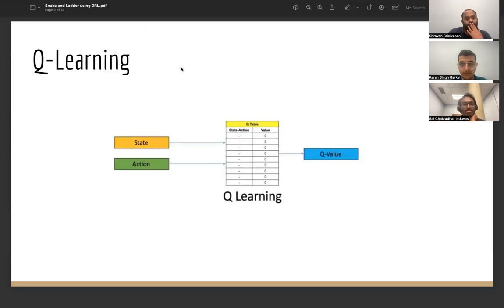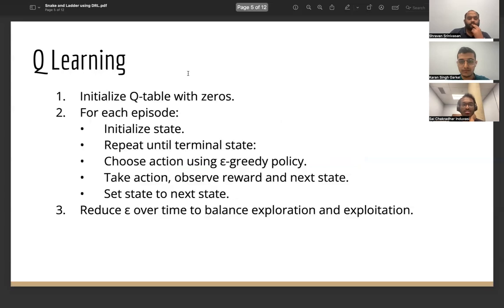Thank you. So Q-learning is one of the basic deep reinforcement learning algorithms. Here, what happens is that you'll be having a Q-learning table which will be initialized with 0 values, and the dimension of that table would be the number of states, which in our case is 1000, and the number of possible actions, which will be from 1 to 6. So the Q table will also store the expected rewards for each state-action pair.